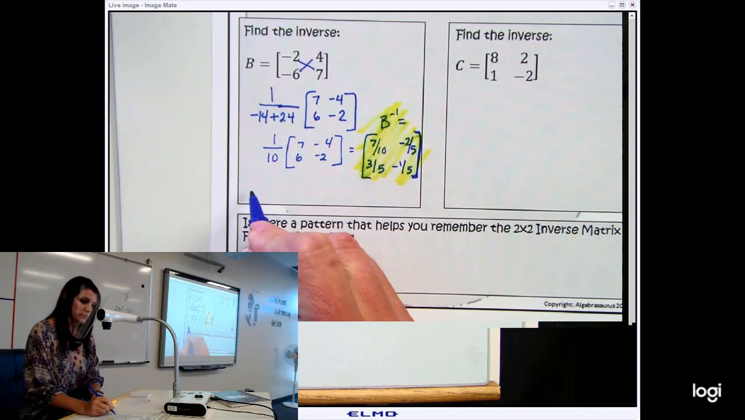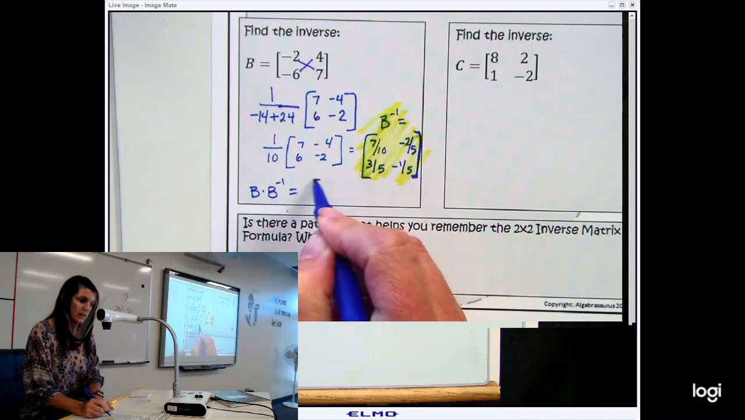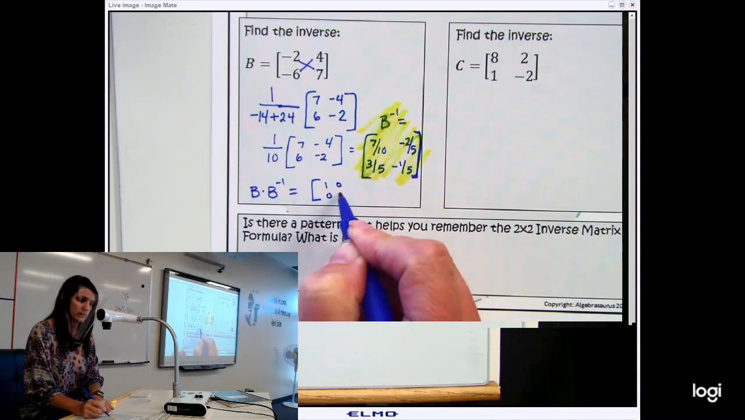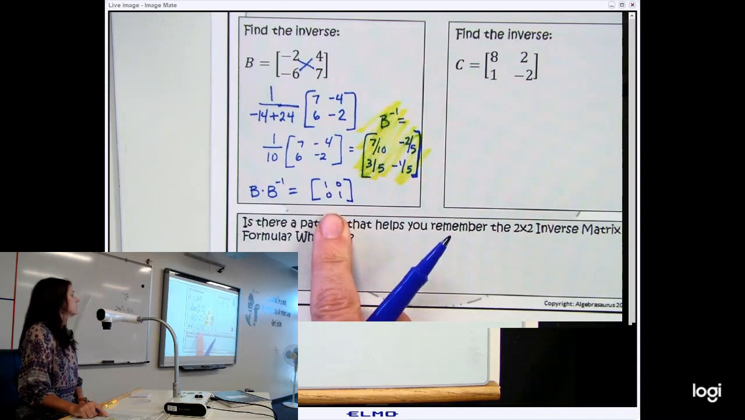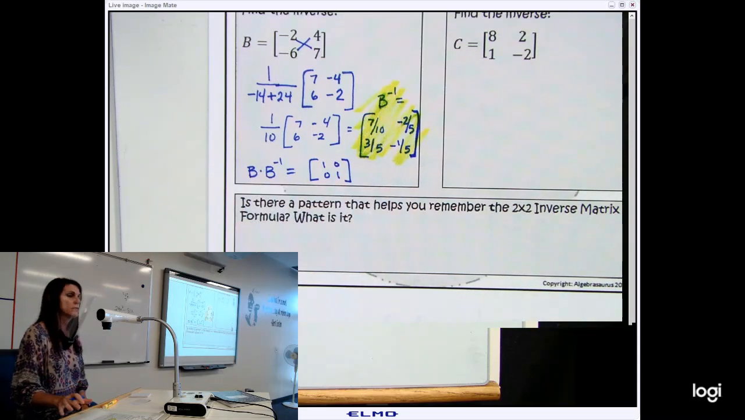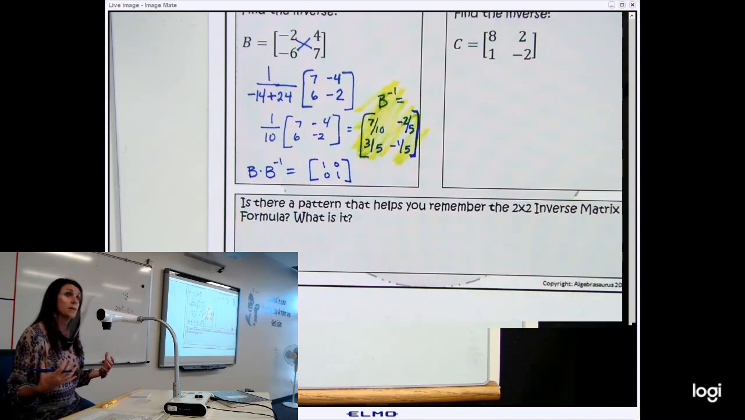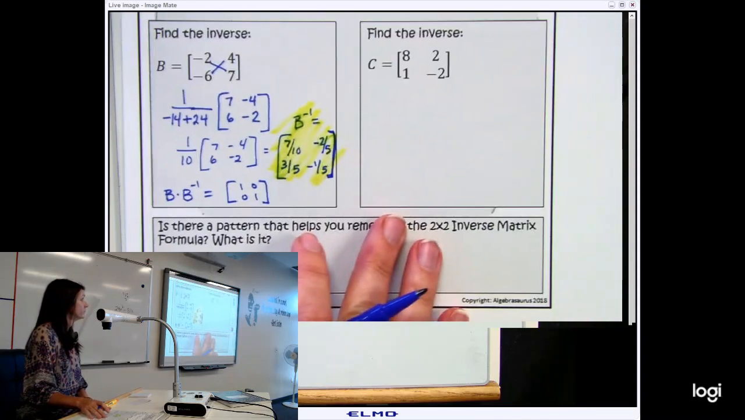If I was to multiply B times its inverse, I would get that's what the matrix 1 looks like. That's the identity matrix. So multiply inverses together, you get 1. All we're worried about today is being able to find the inverse though, right? Let's look at problem number 2.